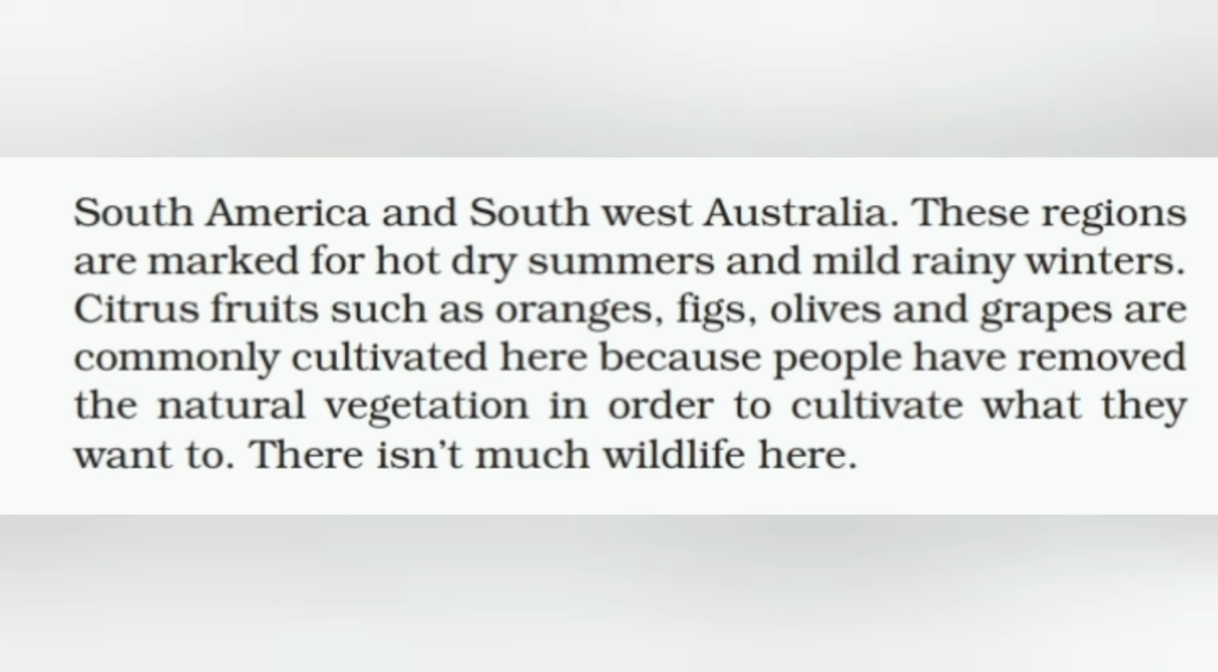These regions are marked by hot dry summers and mild rainy winters. Citrus fruits such as oranges, figs, olives, and grapes are commonly cultivated here because people have removed the natural vegetation in order to cultivate what they want to. There is not much wildlife here.